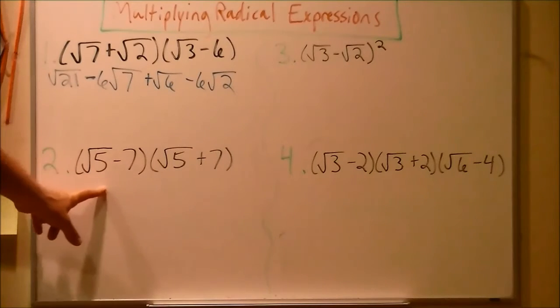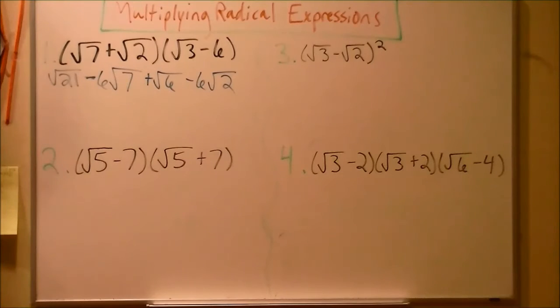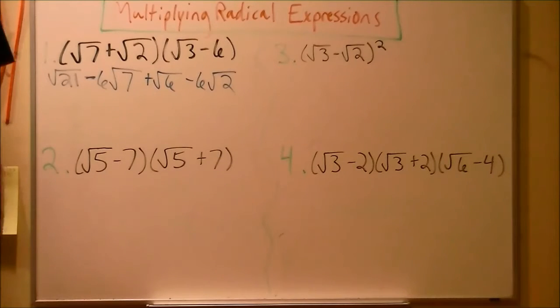What we have here at number 2 is the square root of 5 minus 7, in parentheses, times, in parentheses, the square root of 5 plus 7. Notice those are conjugates. And what conjugates tell you is that the solution is the difference of a square.